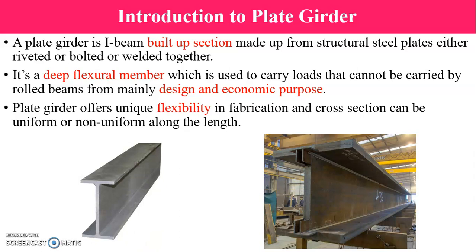Here are the two pictures. The left one is the I-beam and the right one is the plate girder. Here, vertical members are called the web and the horizontal members are called flanges. The top and bottom horizontal members are called flanges. In a beam, the web and flanges are monolithic to form a beam, but in a plate girder, you can see that separate steel plates are used which are welded together to form a plate girder.